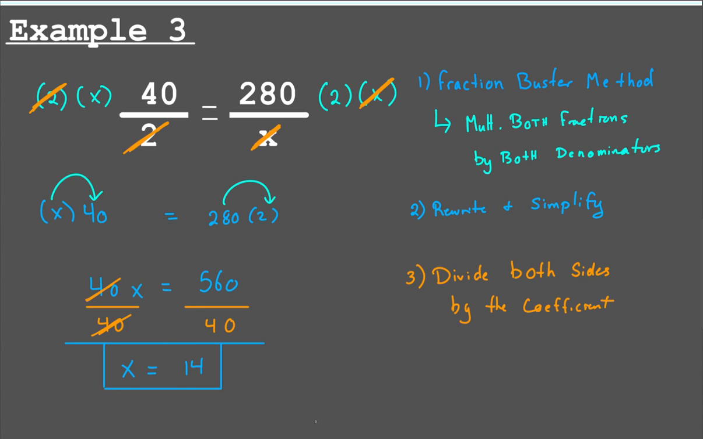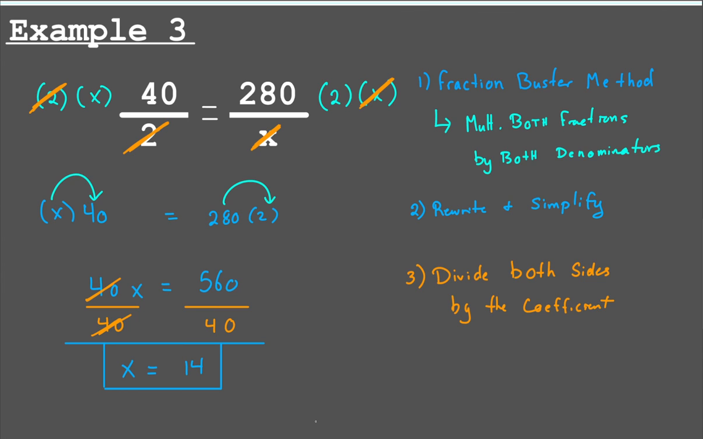In the next video, I will be showing you a little bit of a shortcut to using the fraction buster method. It's essentially the same thing. It's called cross multiplication, but it's a little bit of a shortcut. Save you some pen ink, or pencil lead. But really, if you can get the fraction buster method, you can solve any proportion.